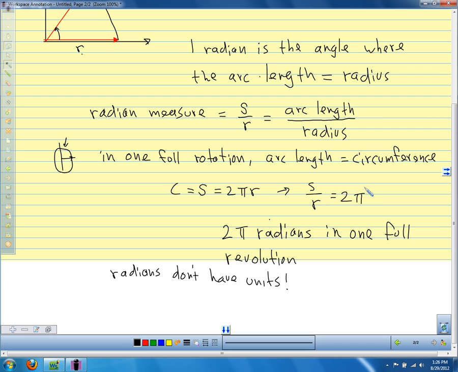Pi over... what did you say? Pi over 3. 60 degrees is pi over 3. 30 degrees is pi over 6. And we'll talk about those more later.